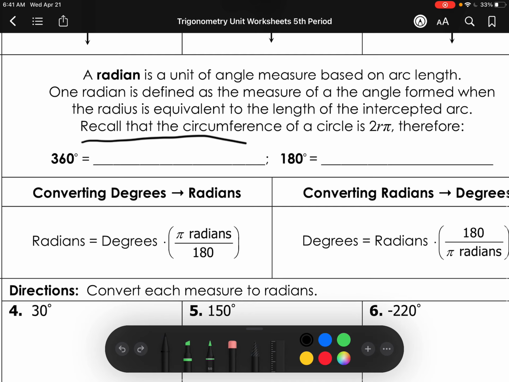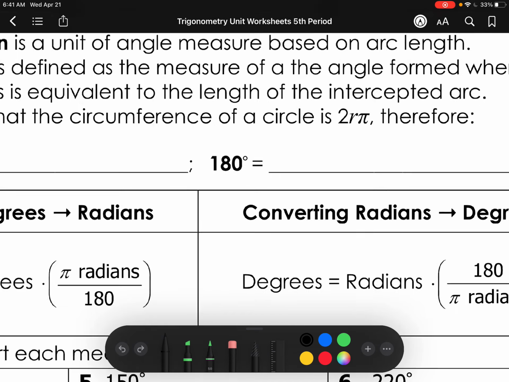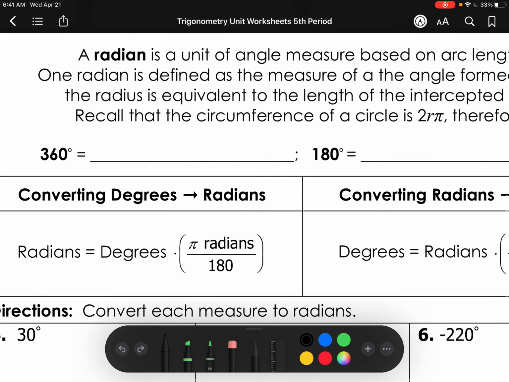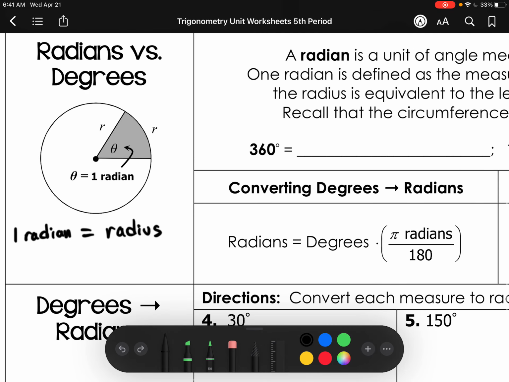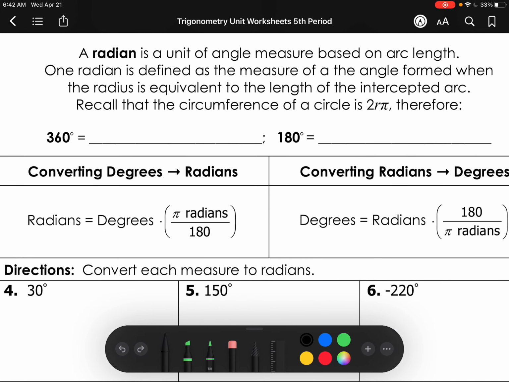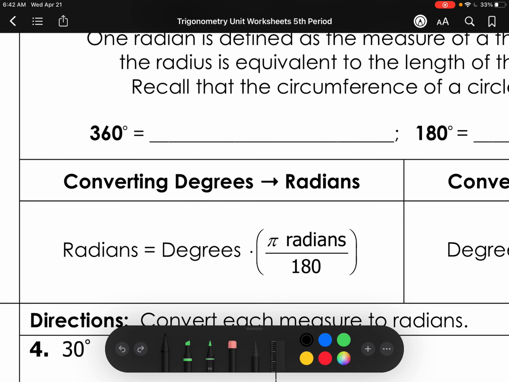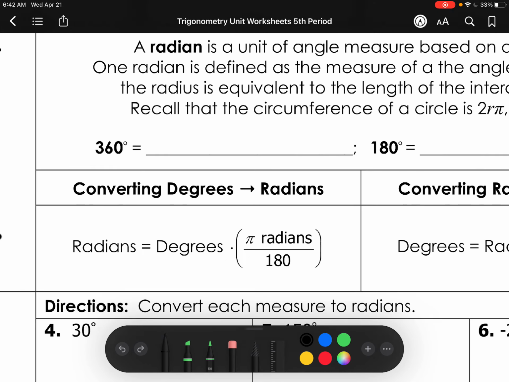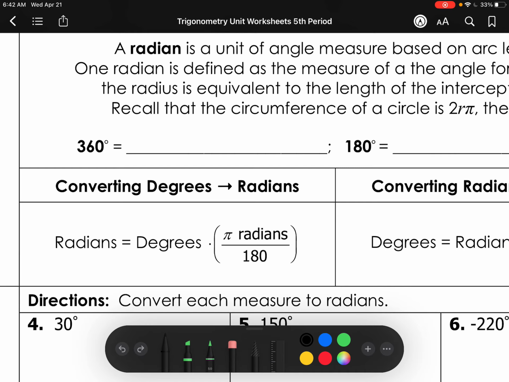Now let's look at this. It says, recall that the circumference of a circle is 2 times radius times pi. So 2 radius pi. The circumference, if you don't remember, is the measure of the perimeter around the circle, so the measure of this entire thing. That's what the circumference is. All right, so we need to figure out how many radians 360 degrees is.